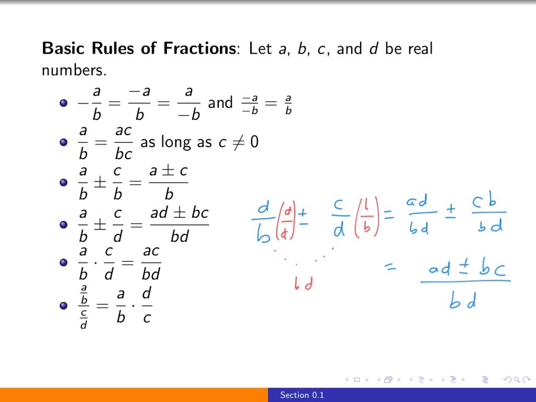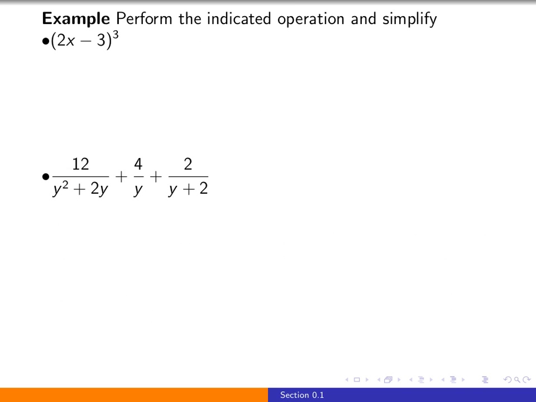So let's look at a few basic examples. In each of these, we will perform whatever operations are indicated and then simplify the expression. So in the first quantity here, we have 2x minus 3 quantity cubed. To cube is the same thing as multiplying that quantity together 3 times. And in order to multiply this together, what we might want to do is first think about multiplying together the first two, and once we've multiplied that out, move on to the third expression.